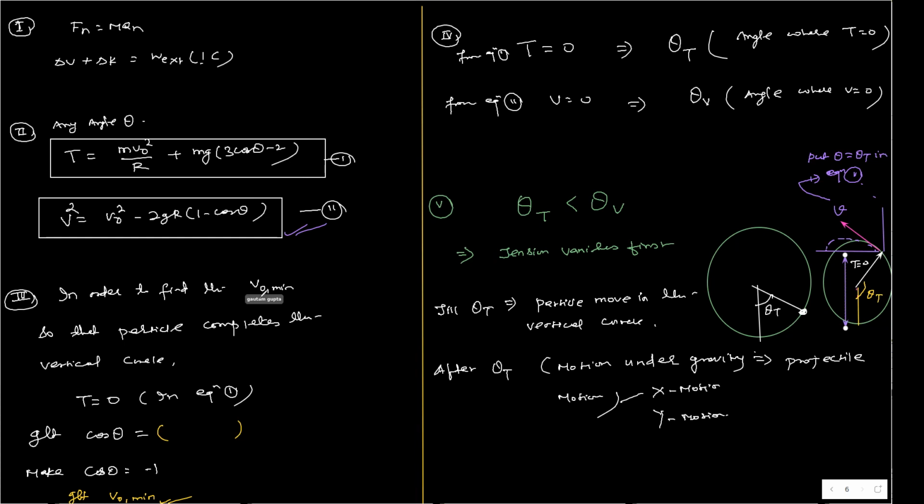Otherwise, if it happens that theta v is less than theta t, that means the velocity has vanished before tension vanished. So the particle has stopped momentarily, still under tension of the string. This is theta v and the velocity has become 0. It is still under tension because tension has not vanished. So the particle will now go back, and the motion will be back and forth like this. It will come back and the motion will be periodic, like a pendulum.